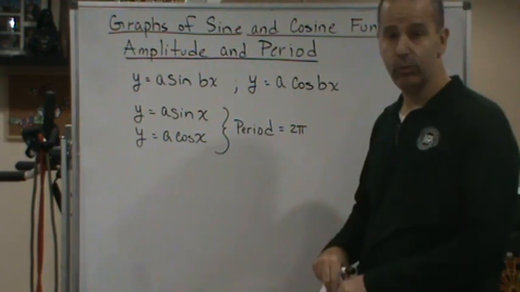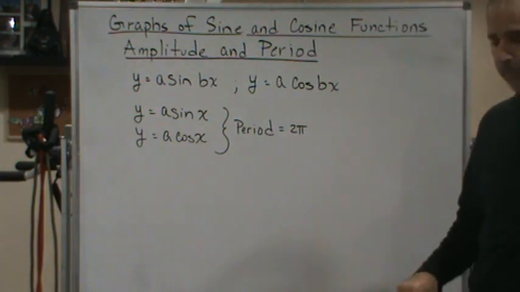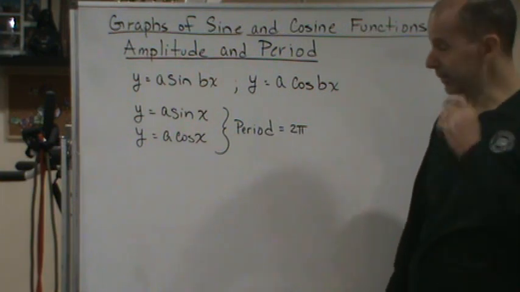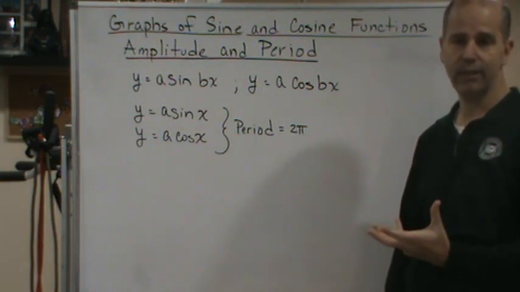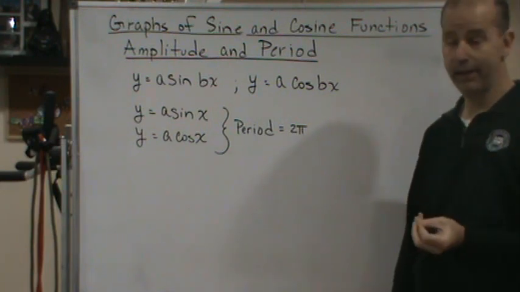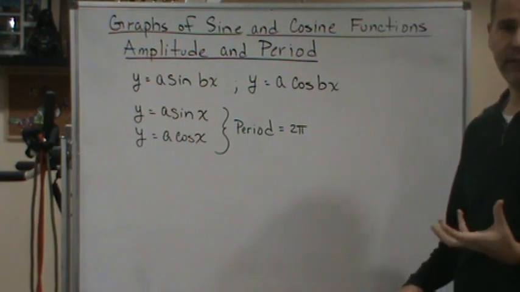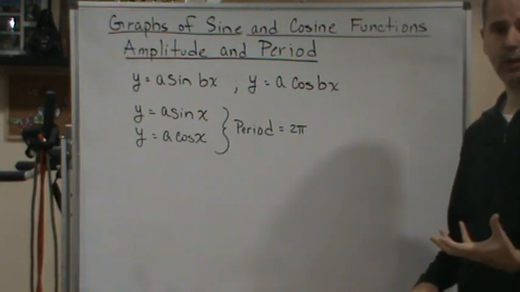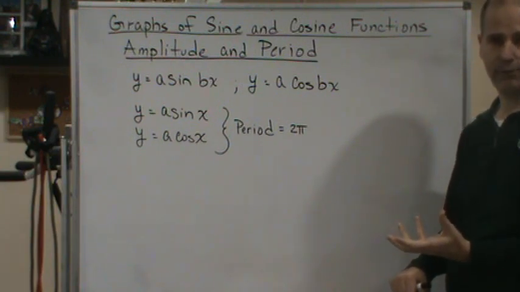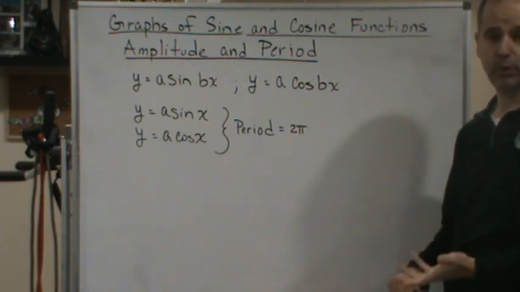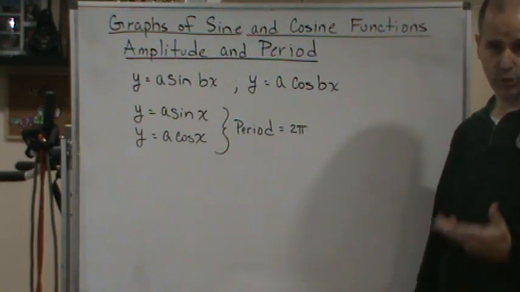Now A, remember, just like other translations when you studied translations in algebra, we know that any multiplication outside the function affects the y values. That's what we saw with the A, right? So when you multiply the function by a real number, you're multiplying all of the y values on the graph by that same number, and so that's where you get the vertical stretch or vertical compression or shrinkage.